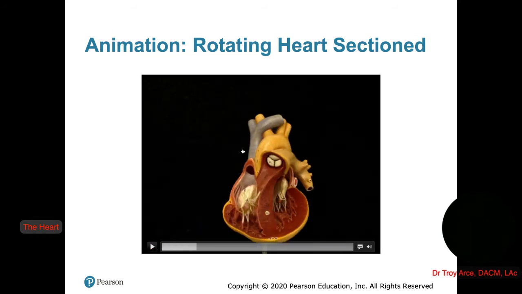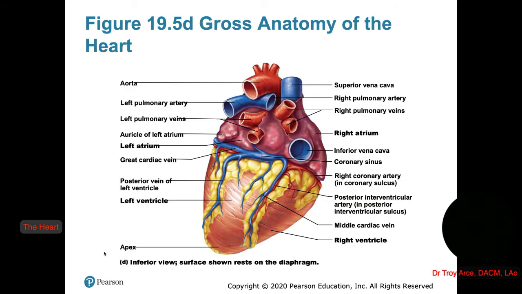So this is your right atrium, this is your right ventricle, this is your left ventricle, and your left atrium. As you can see here, this is your inferior vena cava. This is your aorta. Okay, difficult to actually pick out from this angle. Let's go ahead and go on to the next slide and do some better pictures. But here's another gross anatomy.